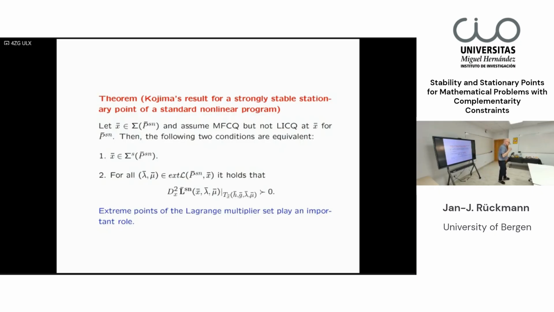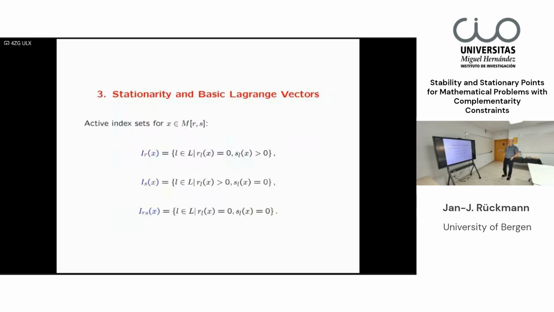We will see later that the set of Lagrange multipliers is not convex. So we cannot talk about extremal points there. And then the question is, what are we doing then? We will see what the answer will be.